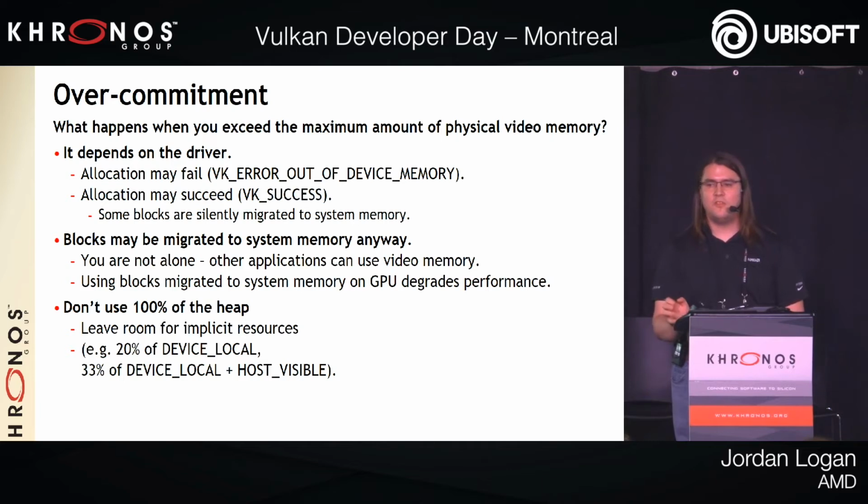So it's best to not use 100% of any of the heaps, to make sure there's room for other allocations, since implicit resources like swap chains do count towards your memory budget, even though you don't allocate the memory for those. So we recommend that you leave at least 20% of the device local memory available and around 33% of the device local host visible memory for all your implicit resources, and to leave a little room for other programs to run.